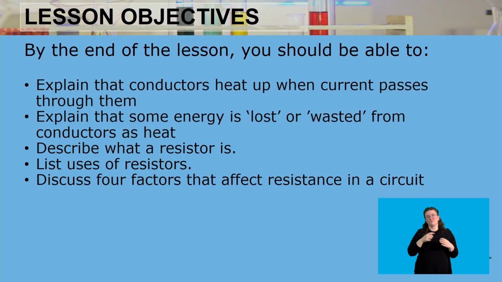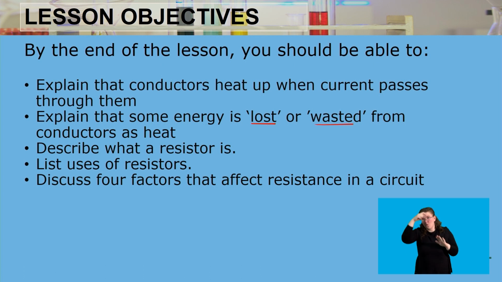In this lesson we're going to be looking at resistors in more detail. But before we get to that point, we need to make certain goals that we need to achieve by the end of the lesson. The goals are as follows. By the end of the lesson, you should be able to, number one, explain that conductors heat up when current passes through them. Number two, explain that some energy is lost or wasted from conductors as they heat. So when conductors heat up, they are losing energy or wasting energy.